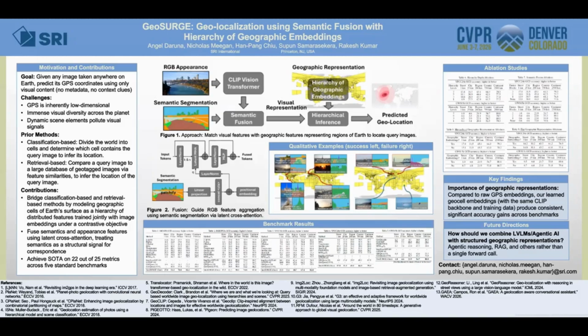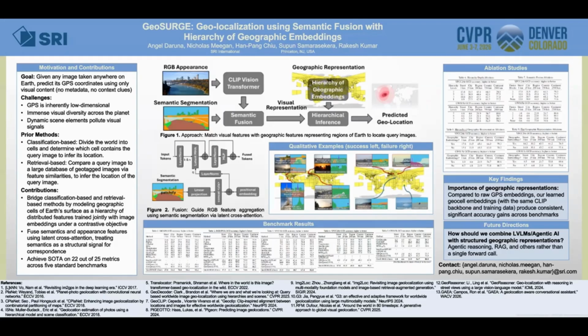Hi, I'm Nicholas Meegan from SRI International, and I'll be presenting our work GeoSURGE, Geolocalization using Semantic Fusion with the Hierarchy of Geographic Embeddings. The problem we focus on is worldwide visual geolocalization. The input is a single image taken anywhere on Earth, and the goal is to predict the GPS coordinates using only the image itself, so there is no metadata or external information giving away the location.